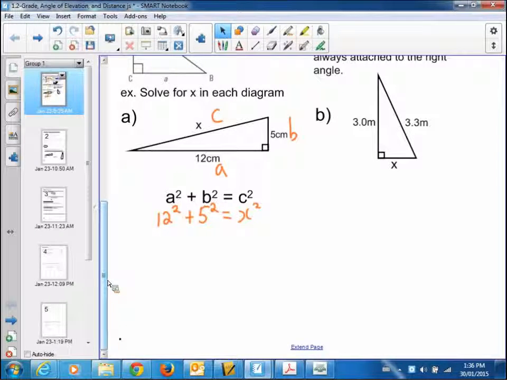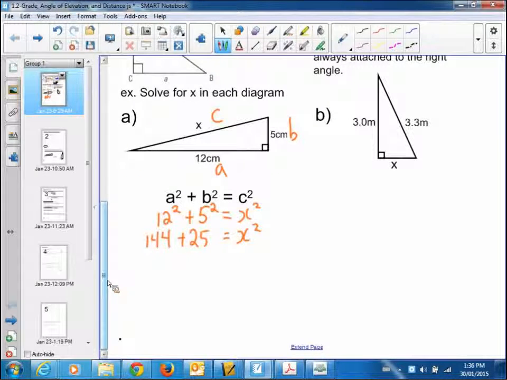Now, so 12 squared is 144 plus 5 squared is 25. You don't have to always write these out, but I'm going to. There's nothing you can do to the x squared yet. Then you have to put them together.